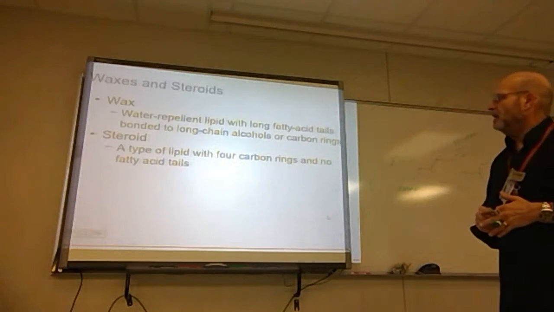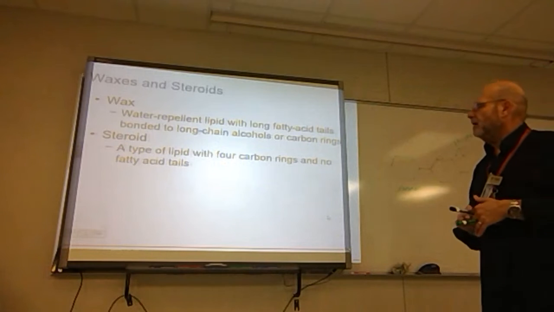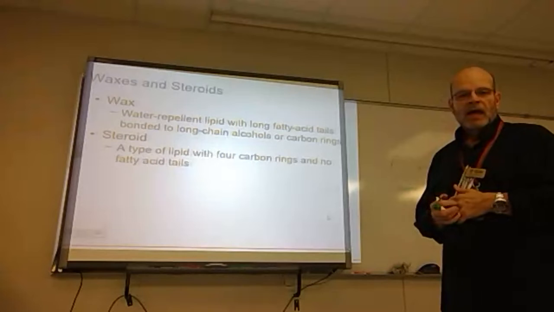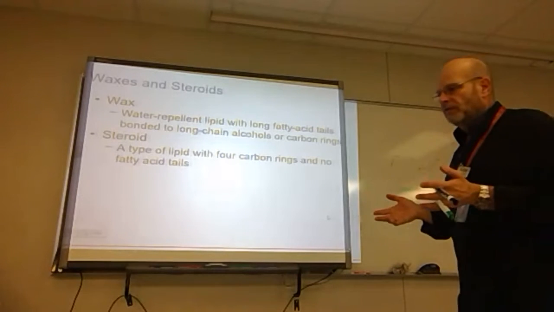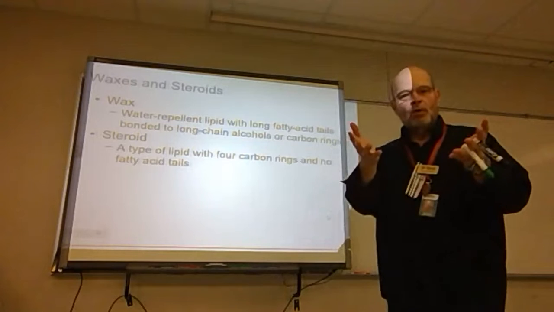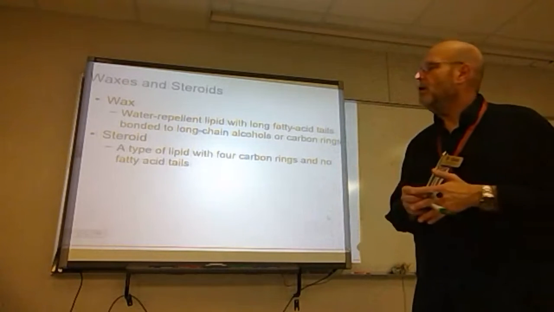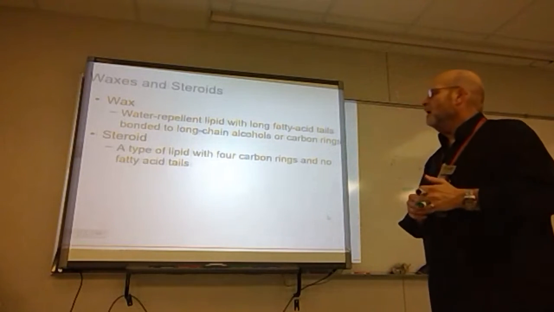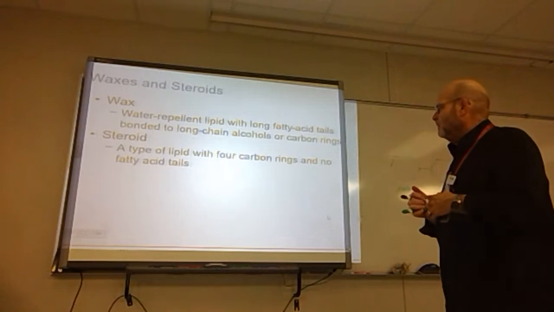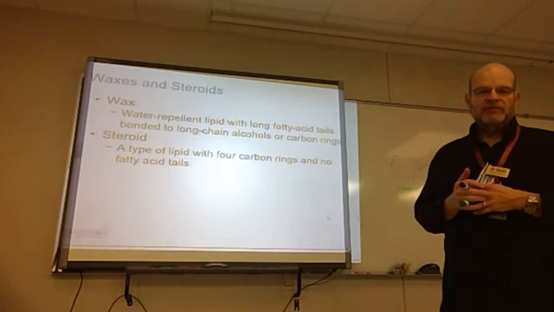A wax is a water-repellent liquid with long fatty acid tails bonded to a long chain of alcohol or carbon rings. Waxes naturally occur on the surface of lots of different leaves, for instance. And we all know bees make a wax to make their hives. A steroid is a type of lipid with 4 carbon rings and no fatty acid tails.